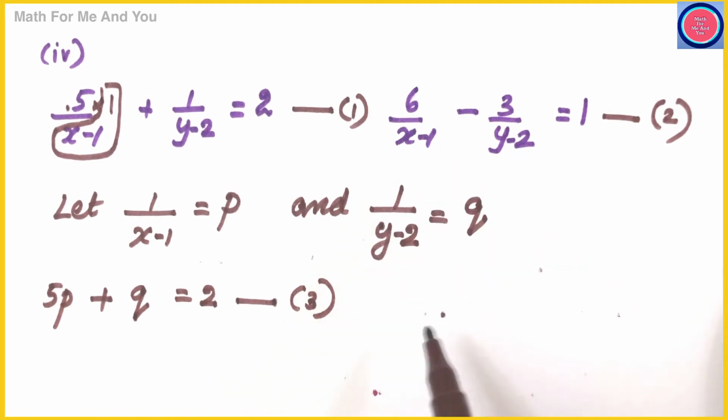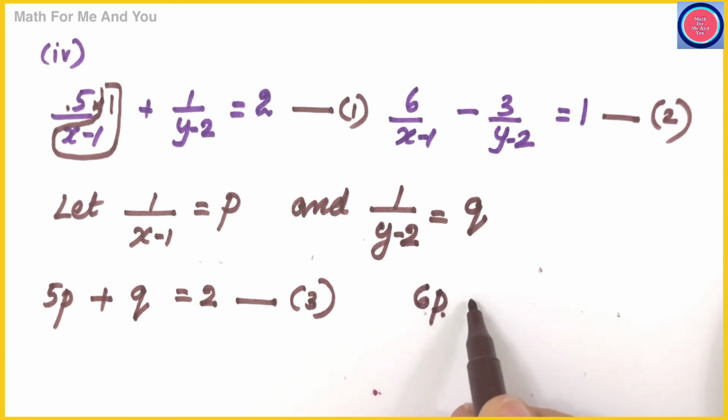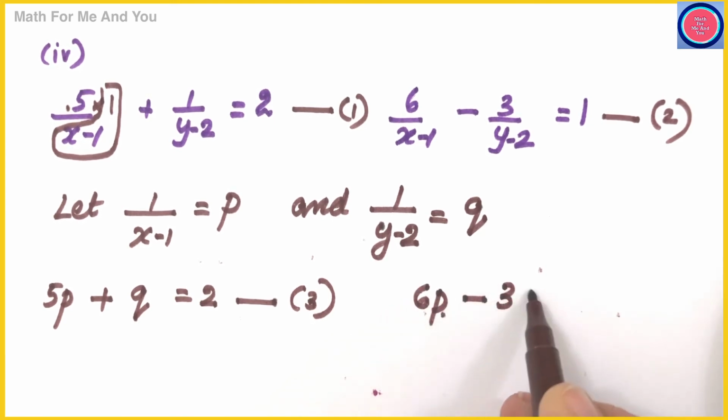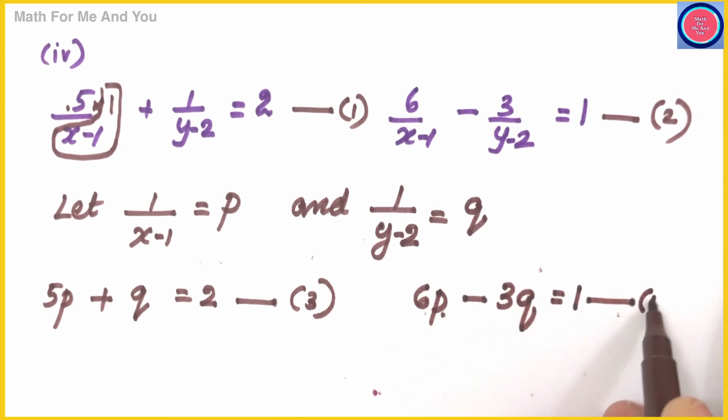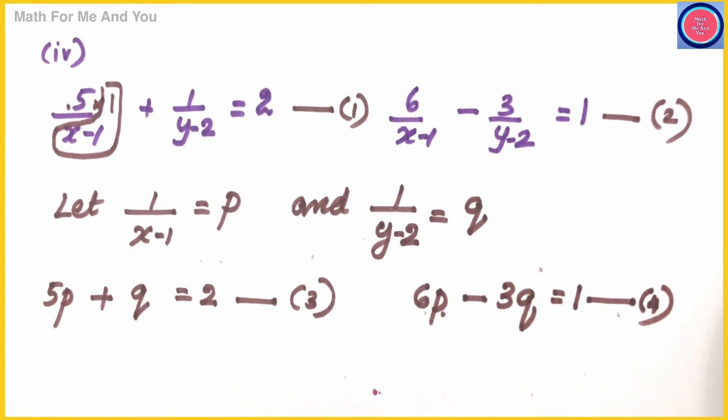Using this p and q, we can change equation number 2. So equation number 2 becomes 6p minus 3q is equal to 1. And this is also a new equation. We can mark it as equation number 4. We are going to eliminate p or q. Which is easier? Yes, here q is easier.